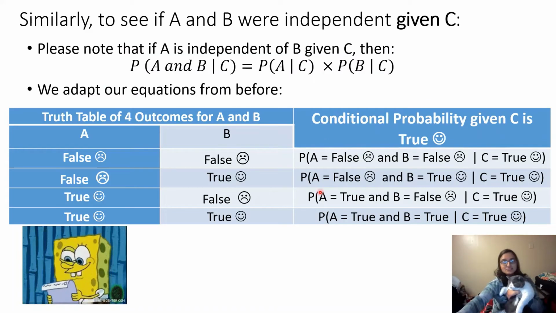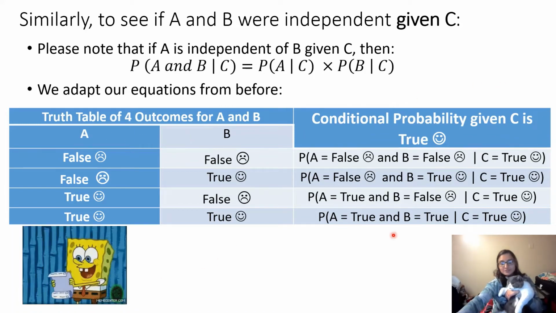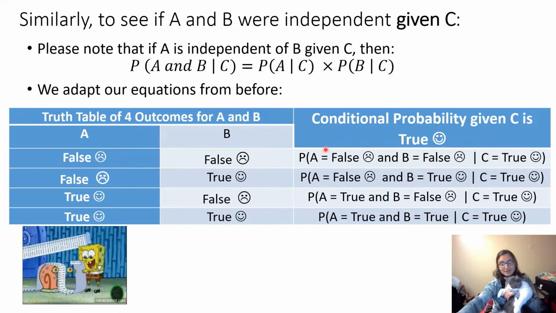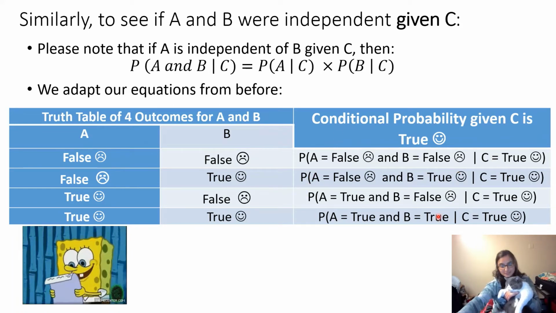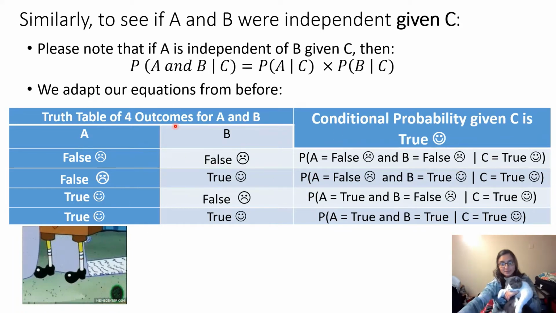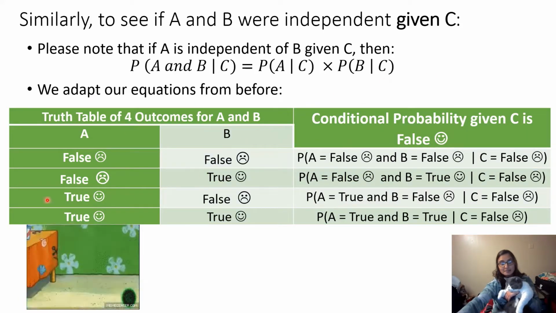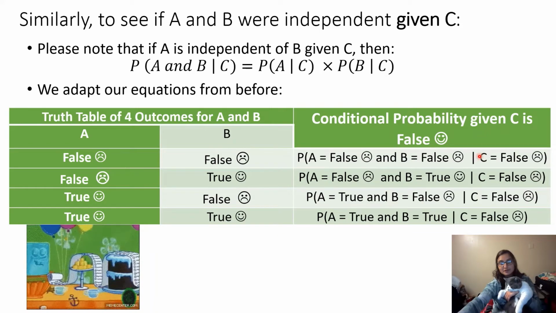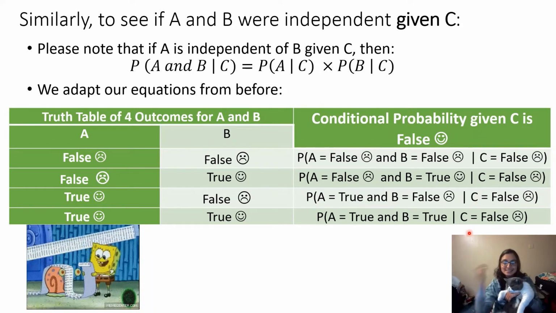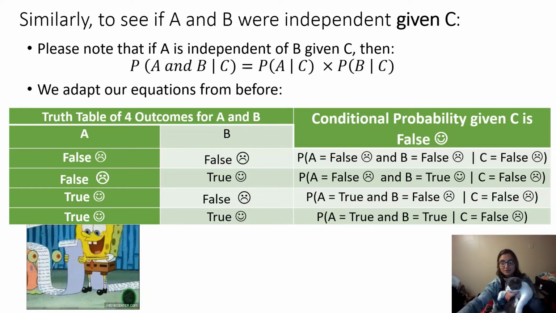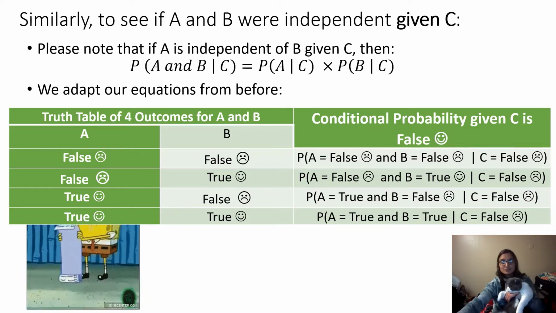Then if C is true again, I just want to zoom in on this to help you guys. We know that C is true, we just start conditioning on that, and then we have the set of outcomes that we are going to use here for each of these 4. We also have the same set of outcomes for A and B, but if we're conditioning on C being false, then these probabilities will get adjusted respectively. And so we're going to adapt our equations from before based on whether C is true or false.